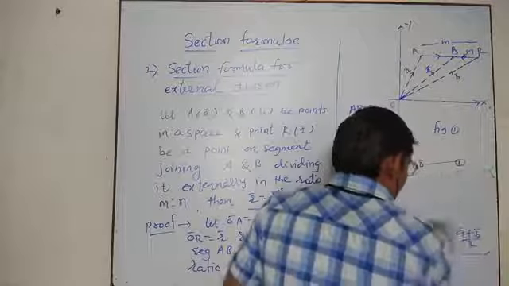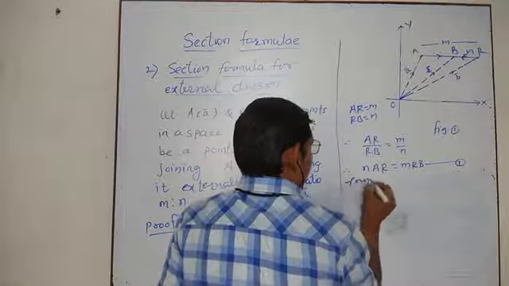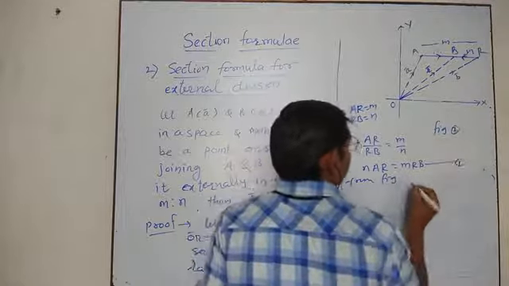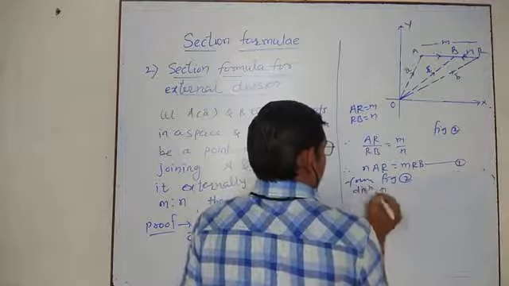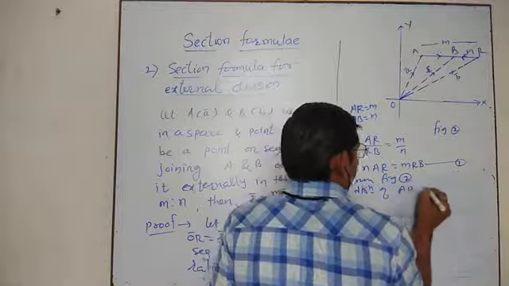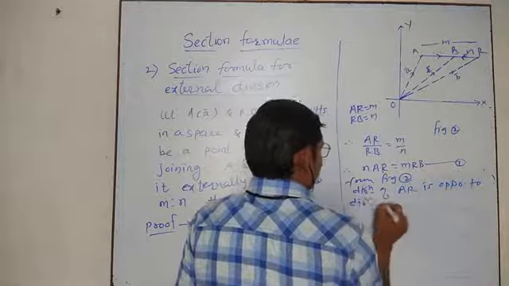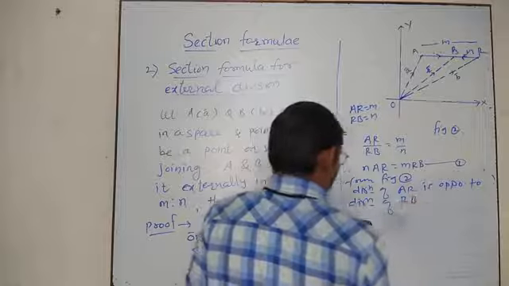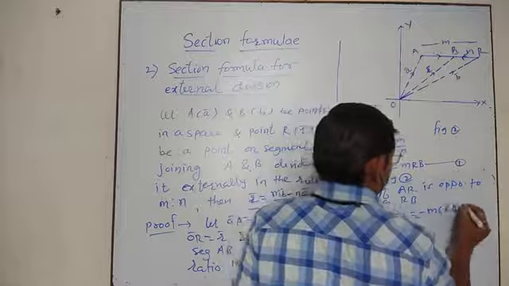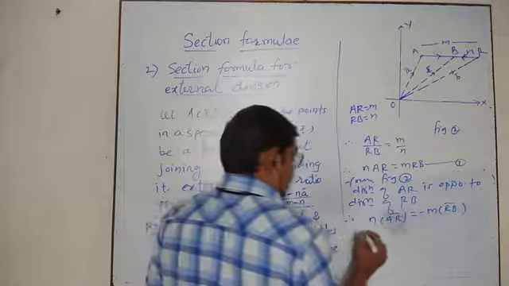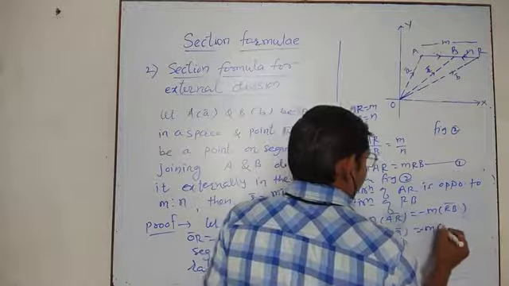R divides AB externally. See from the figure, the direction of AR is opposite to the direction of RB. Therefore, n into AR bar is equal to minus m into RB bar. This is opposite direction. And we simplify this: n into (R bar minus A bar) is equal to minus m into (B bar minus R bar).